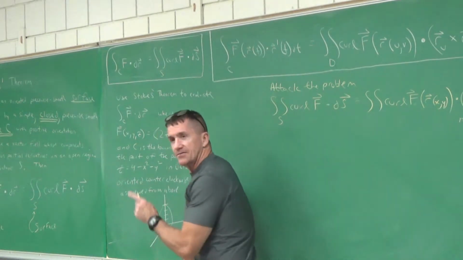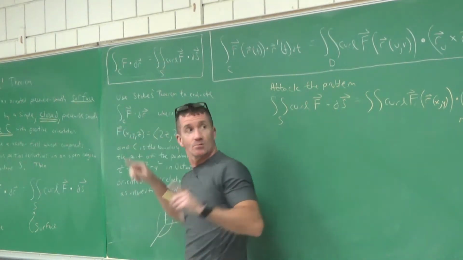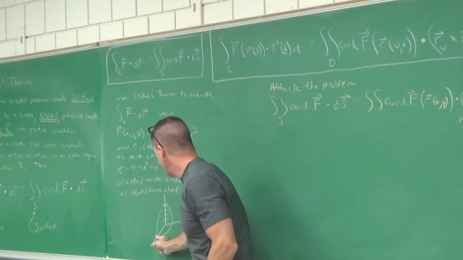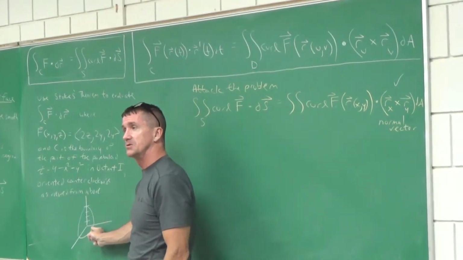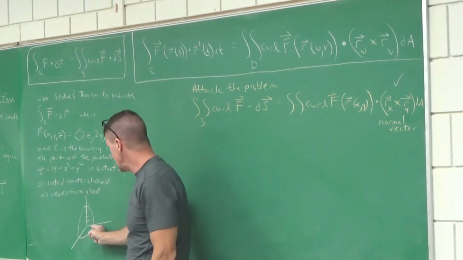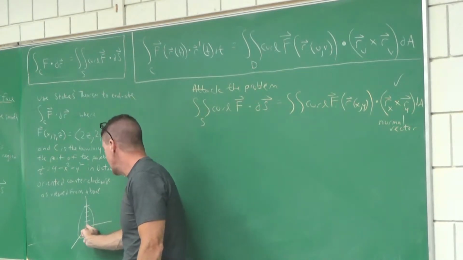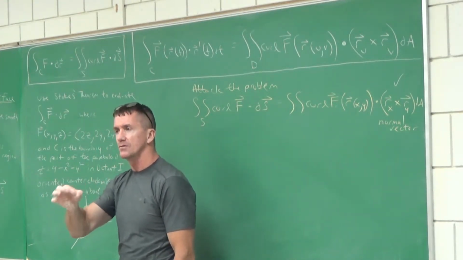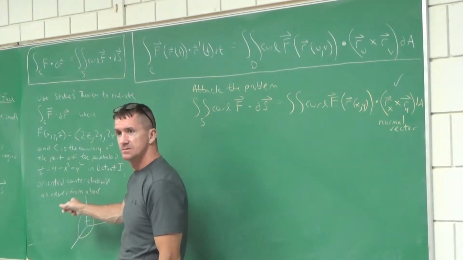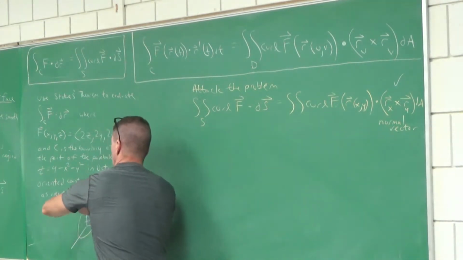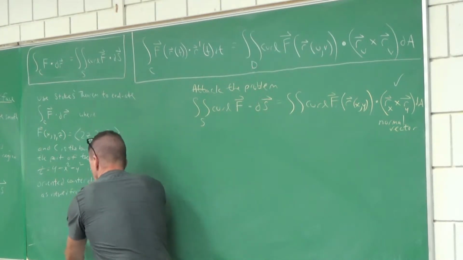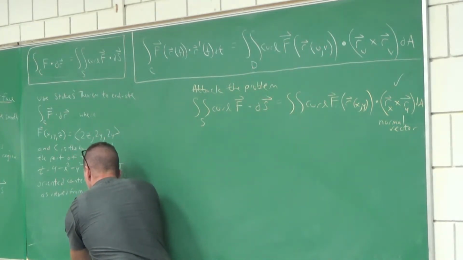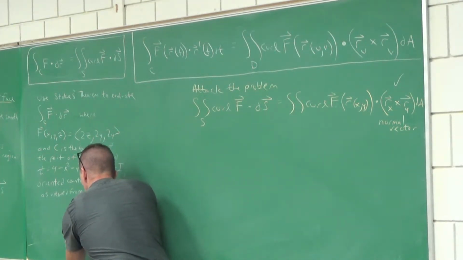If you attack the problem this way, you'd have to do that line integral, parameterize that curve, then you'd have to do that line integral, then you'd have to do that line integral. That's the boundary curve or path of the surface. I mean, the surface is this part. That's the surface. The boundary is right here, that line and that curve.